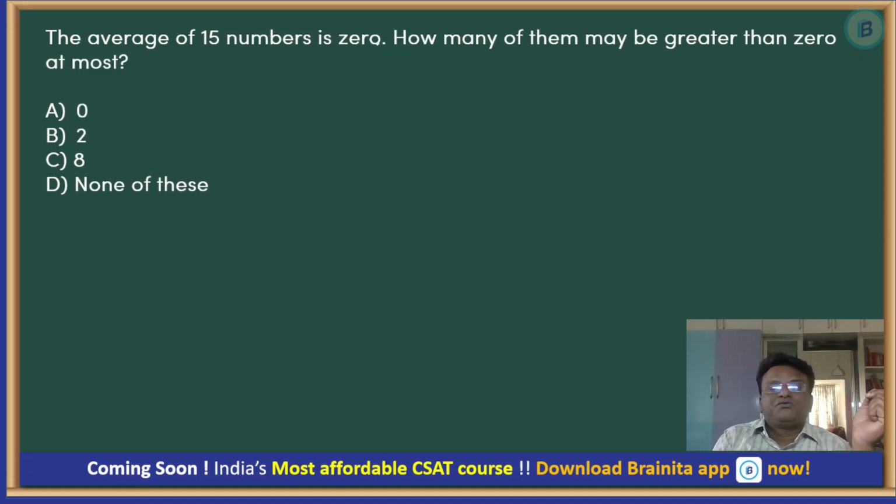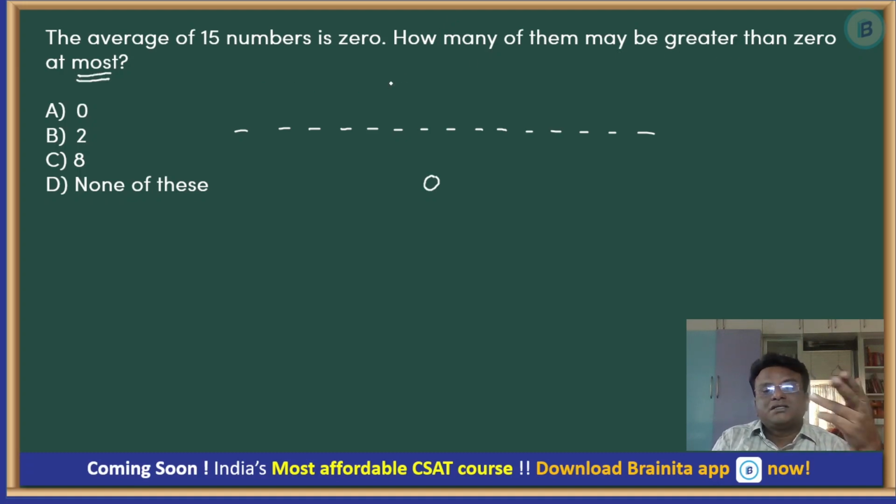The average of 15 numbers is 0. So let me take 15 numbers: 1, 2, 3, 4, 5, 6, 7, 8, 9, 10, 11, 12, 13, 14, 15. These 15 numbers, the average is 0. It is not said that they are consecutive or anything, so they can be any random 15 numbers. Now the question is, how many of them may be greater than 0 at most?